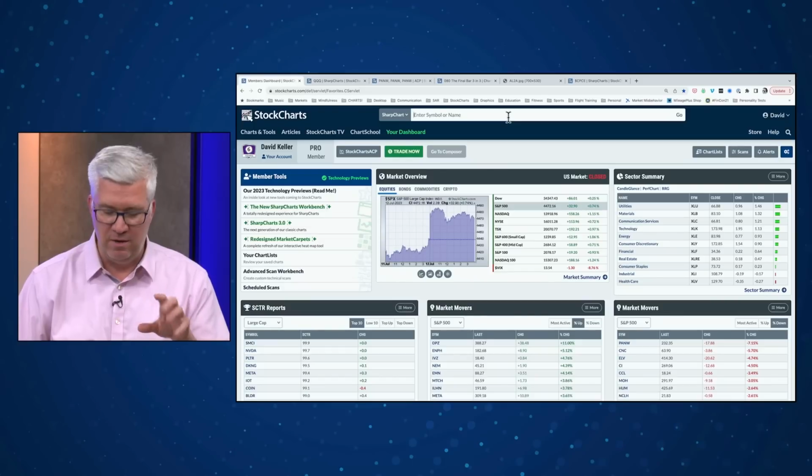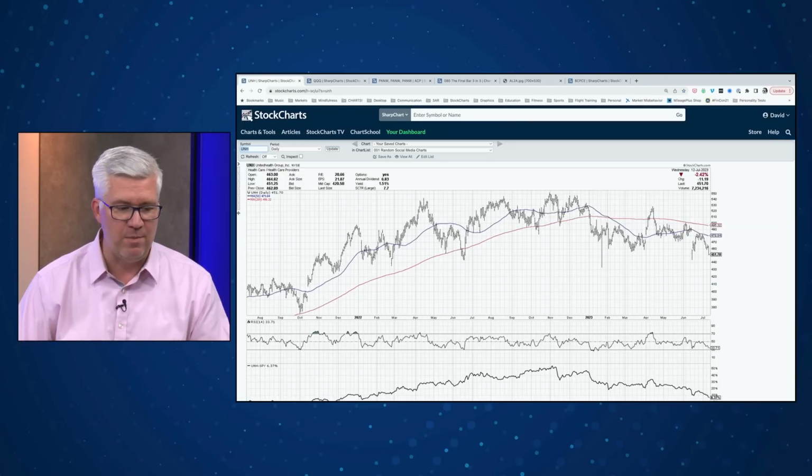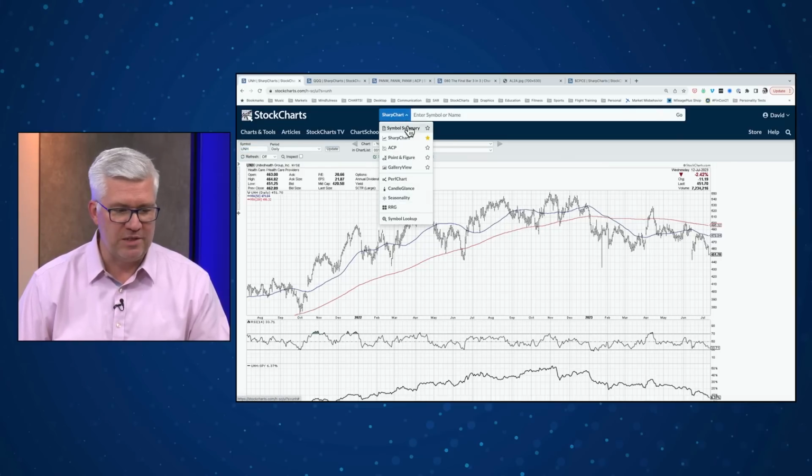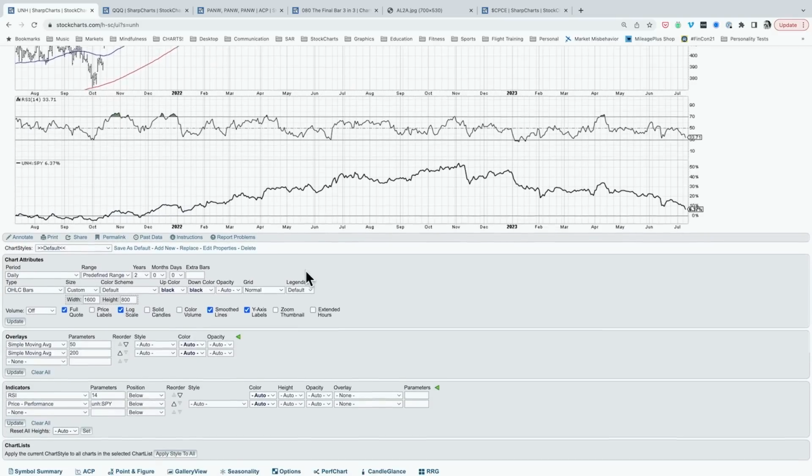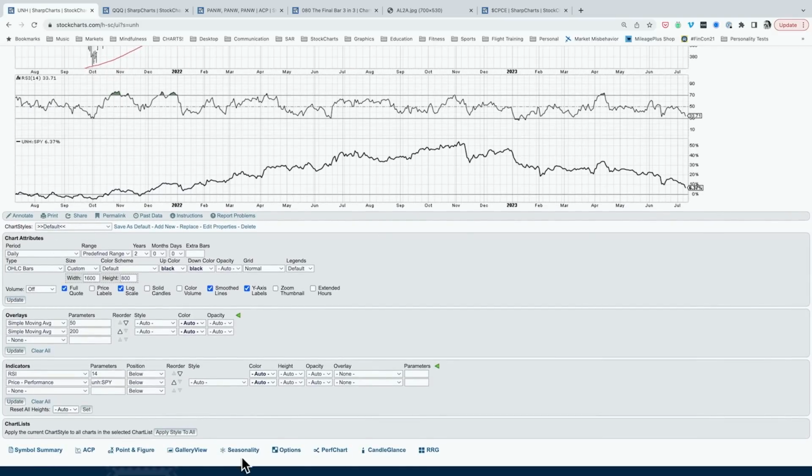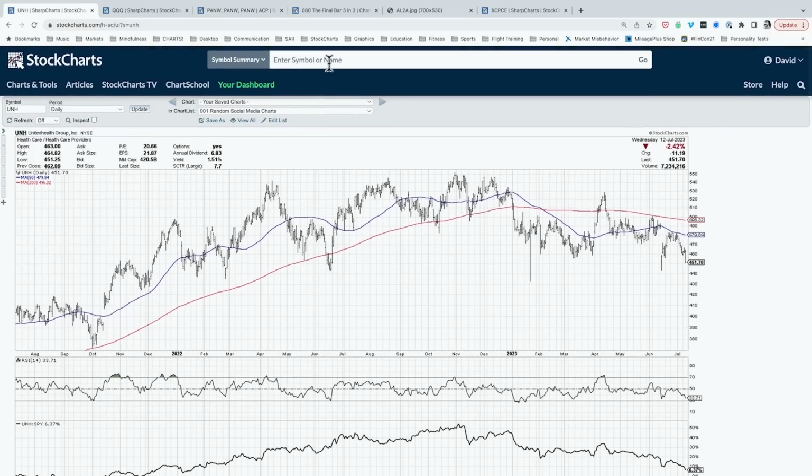Now, the short answer, unfortunately, we don't have a way to scan for that information. What I will point you to is you can find information about that type of data on a particular name by using our symbol summary page. The way you can do that is you click on where it says Sharp Chart and switch to where it says Symbol Summary. If you're looking at one of our charts, at the bottom, you'll find these little links and you can click on Symbol Summary. That'll get you to the same place.